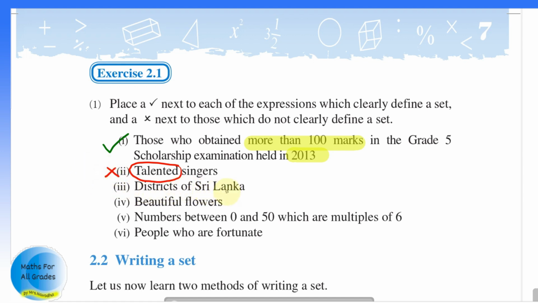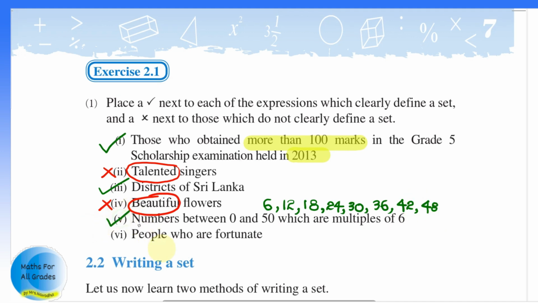Districts of Sri Lanka. We know there are 25 districts and we can name them. So this one is a set. Beautiful flowers. Again, beautiful is a relative term. So it's not a set. Numbers between 0 and 50 which are multiples of 6. So what are the numbers? 6, 12, 18, 24, 30, 36, 42 and 48. So this is a set. People who are fortunate. We don't know that. Fortunate is also a relative term. So this one is not a set.